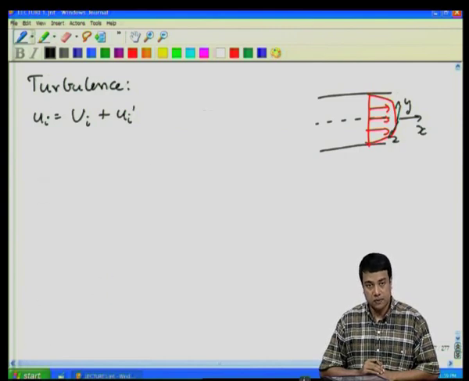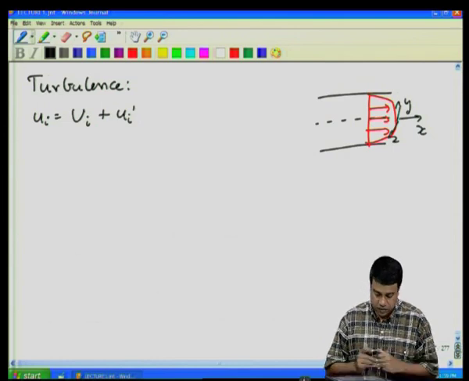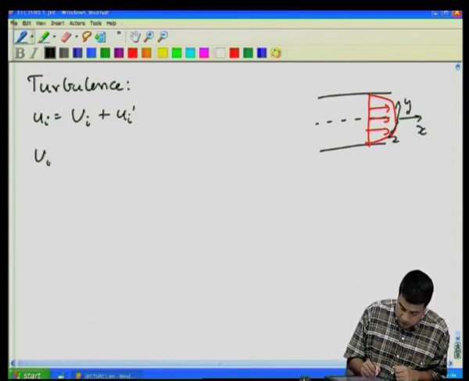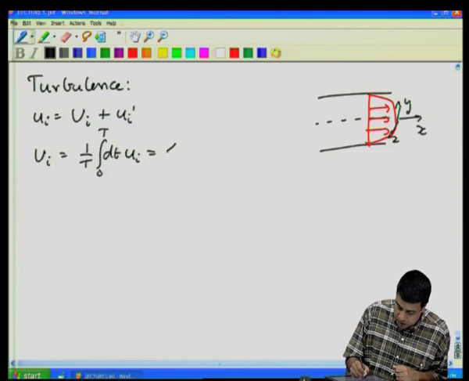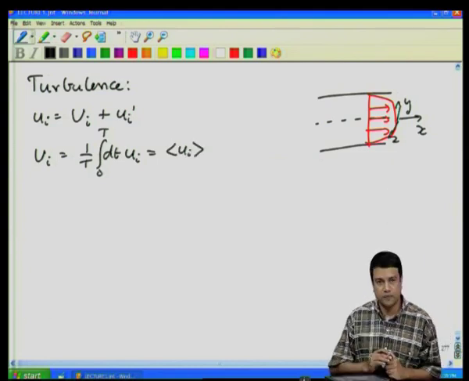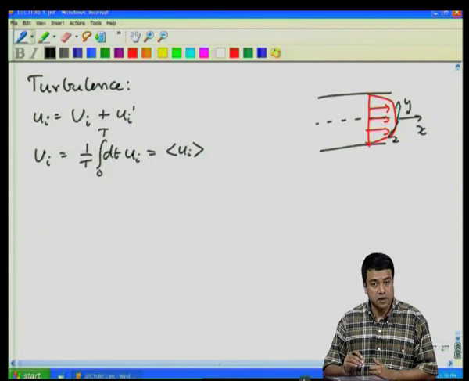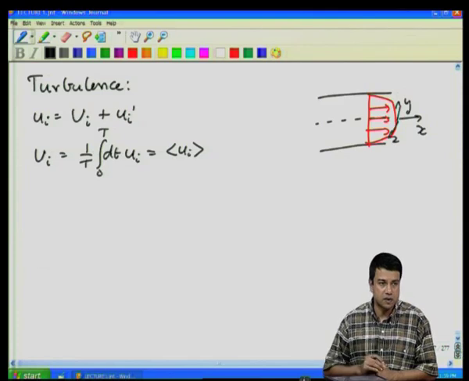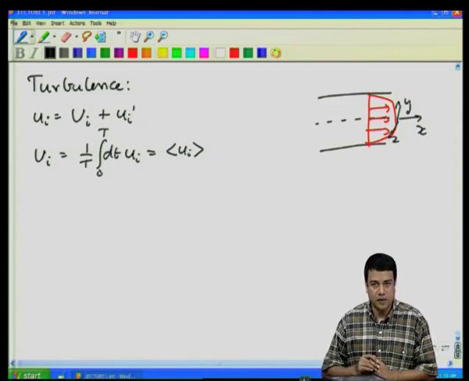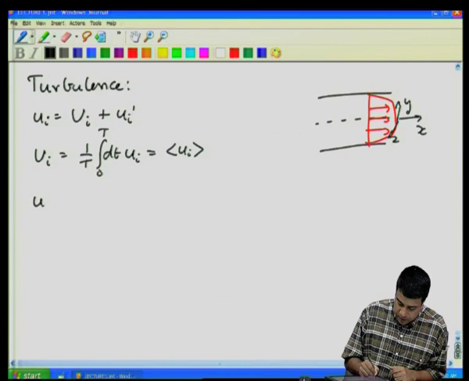Where the mean value was defined as a time integral. u I is equal to 1 over T integral 0 to T dt u I, which I had also written as the average value. Sometimes this is written with an over bar as well. So, these are two alternate definitions of mean, but for the present, mean implies an average over time. And of course, we defined u I prime as equal to u I minus capital U I.